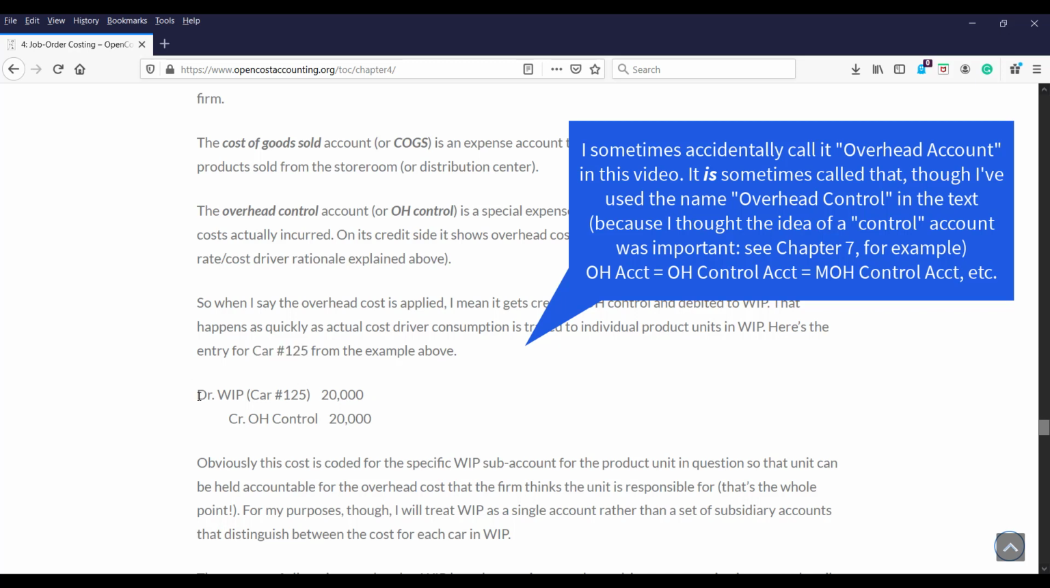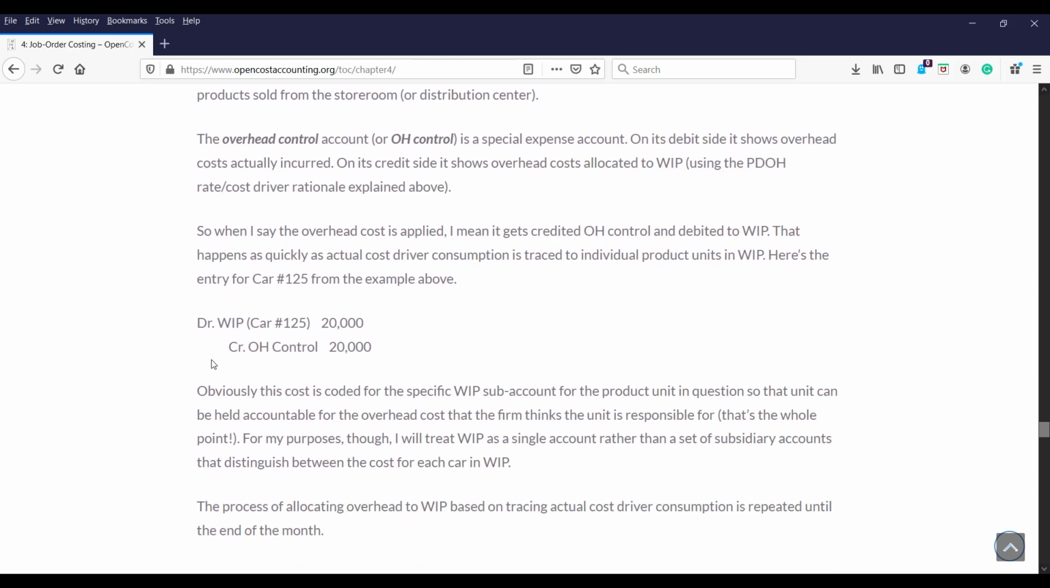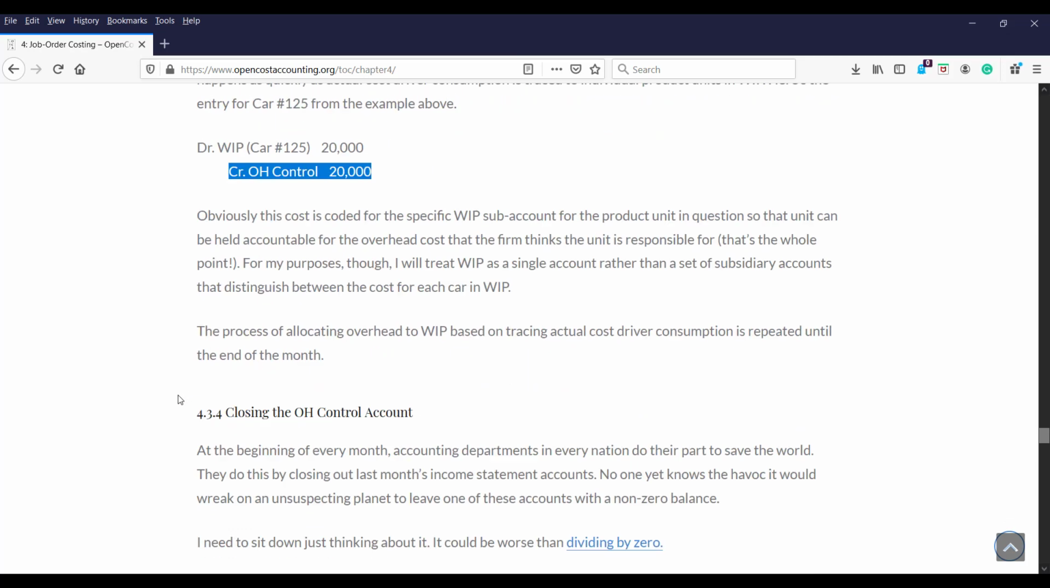What we would do is debit work in process, because the car is in process right now, $20,000. We're debiting work in process $20,000 for the value of overhead that comes from those 200 machine hours of our cost driver. At the same time, we're going to credit overhead control for $20,000. It's one-to-one.